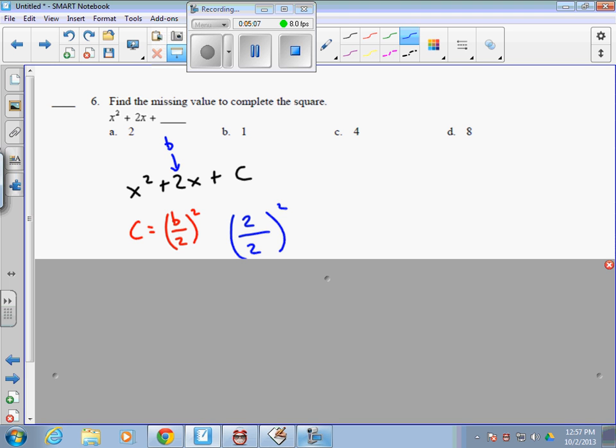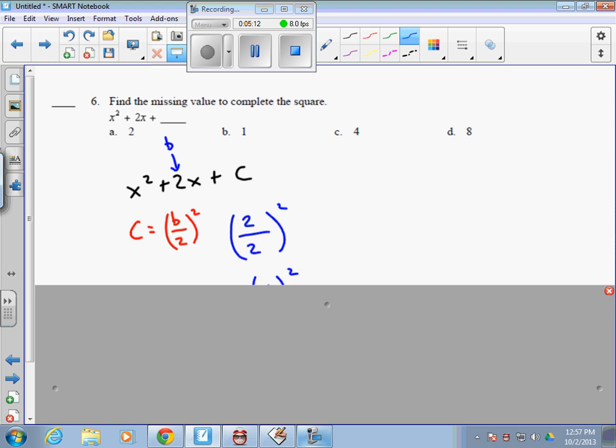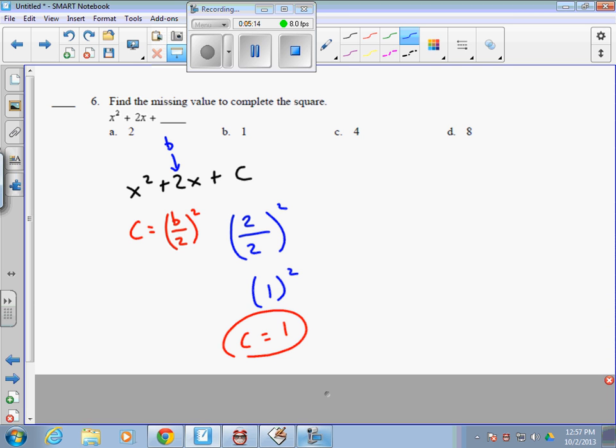In this case, b's value is 2. So 2 over 2, or 2 divided by 2, is the number 1, and 1 squared is 1. So c's value is 1, B.